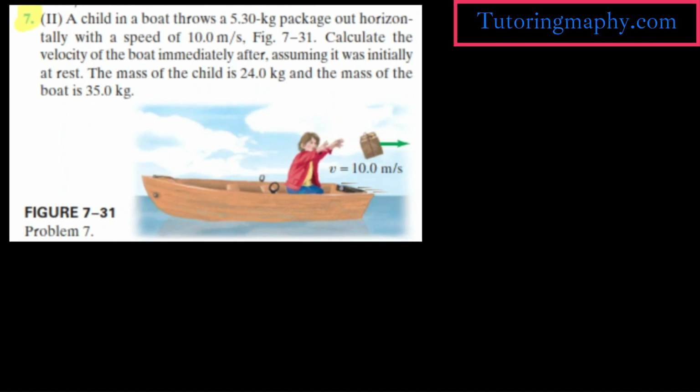Negative 0.7 meters per second. Next: a child in a boat throws a 5.3 kilogram package out horizontally with a speed of 10 meters per second. Find the velocity of the boat immediately after, assuming it was initially at rest.